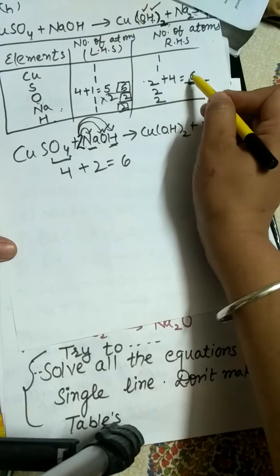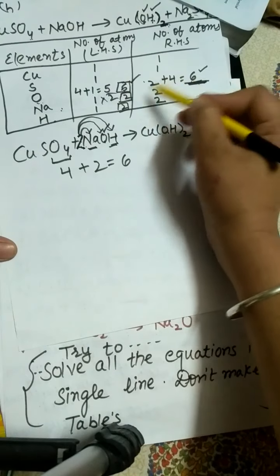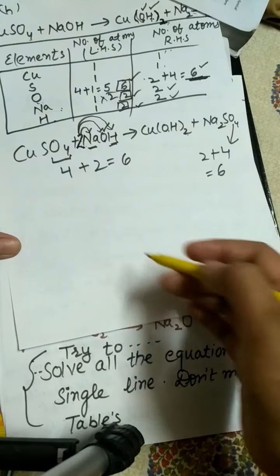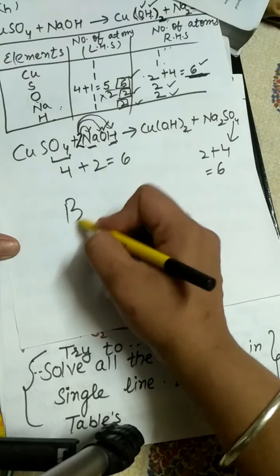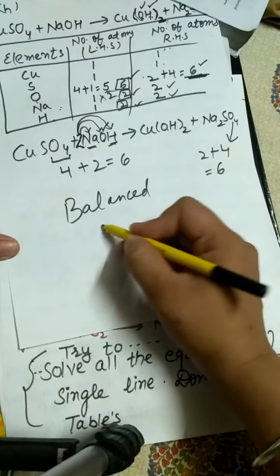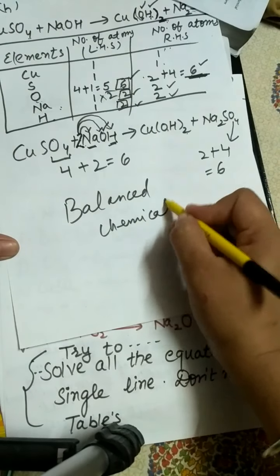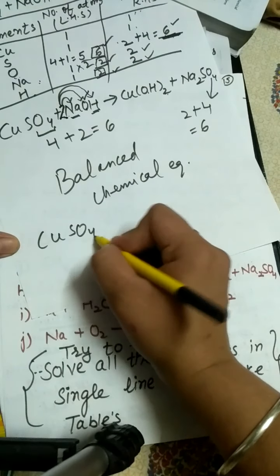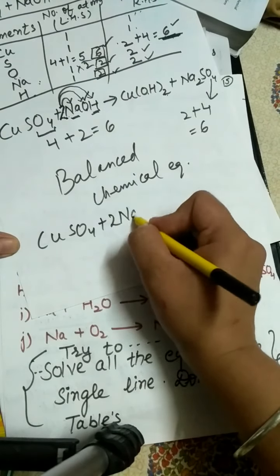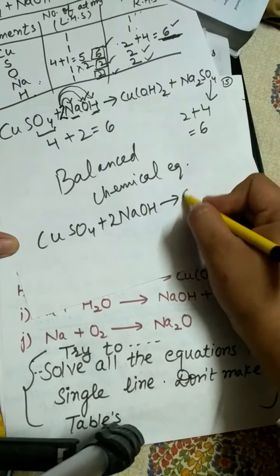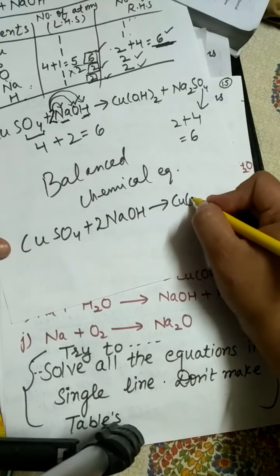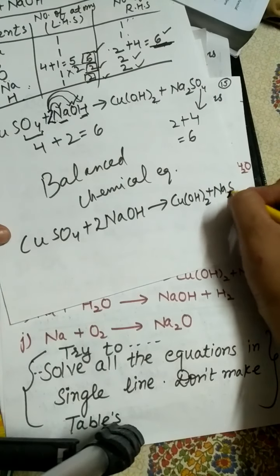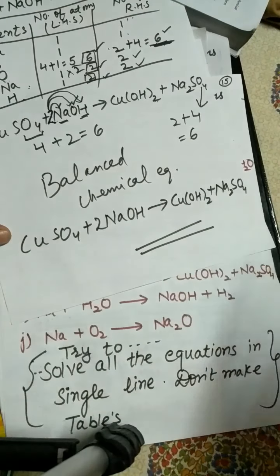Now you can compare the left hand side with the right hand side. 6 and 6, 2 and 2, 2 and 2, and these two are already balanced. So now it is a balanced chemical equation. This is what a balanced chemical equation is. Now how to write the final one? CuSO4 plus 2NaOH gives copper hydroxide plus Na2SO4. This is a balanced chemical equation.